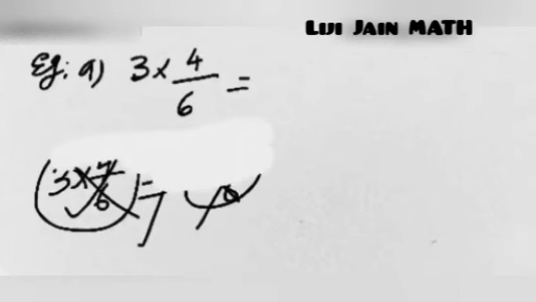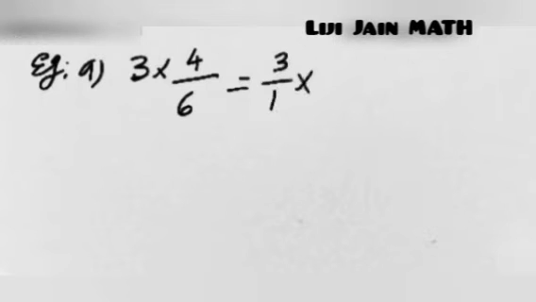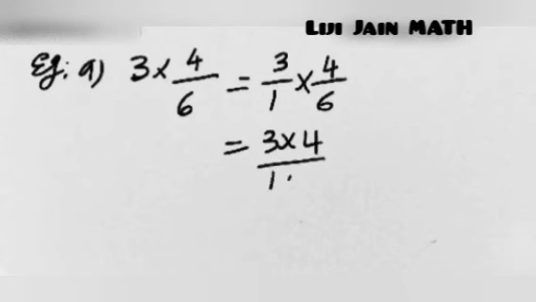Okay, we will do one exercise regarding that. Then it will be clear for you. So what can be done? Yes, the whole number has to be written in the fraction form. So it becomes 3 by 1 into 4 by 6. Now product of the numerators by product of the denominators, isn't it? Now cancel the common factors. Can we cancel any common factors here? Yes, 3 and 6 can be cancelled by 3's table.